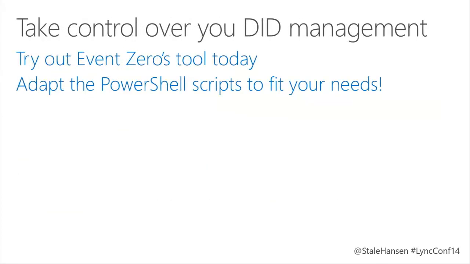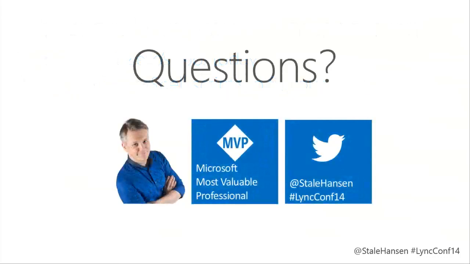So my call to action for you: try out Event Zero's tool and see if that is something you want to incorporate in your strategy. They also have an API where you can find the next available number, and get all numbers down using PowerShell or other tools. And adapt the PowerShell scripts to fit your needs. So that's why I created functions instead of creating a script. So you can just work with the script I created and reuse the functions that I use and adapt it to your needs. So are there any questions?